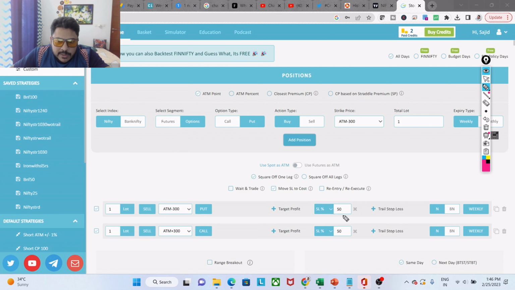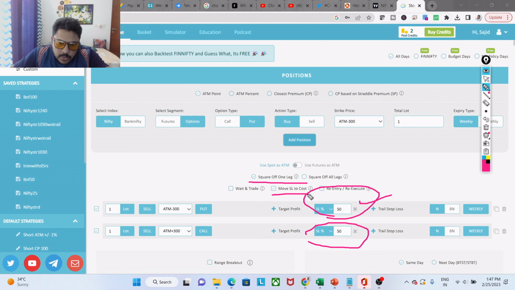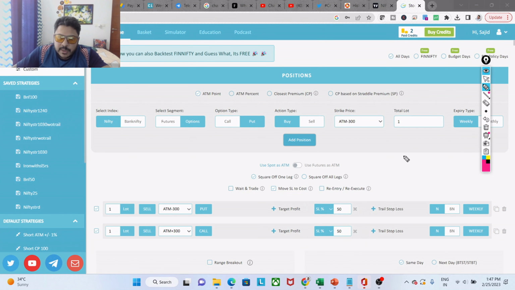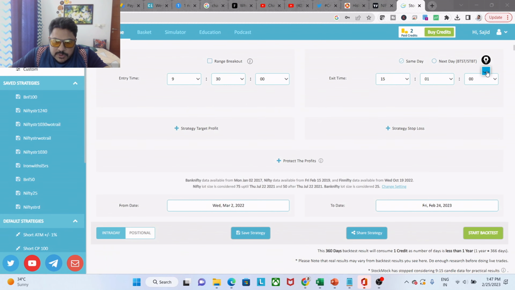risk. So like that, I have put in a 50% stop loss on both the legs, and I am saying square off one leg if one stop loss is hit, and then move SL to cost. The same condition, but here I have a 50% buffer, so that I remain in the trade and I don't book the loss on both sides and exit.